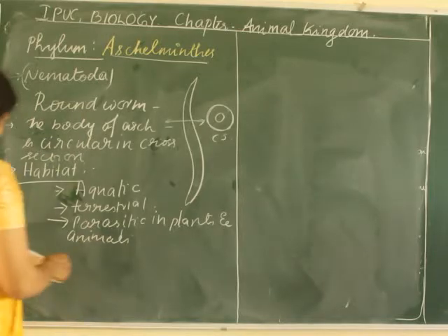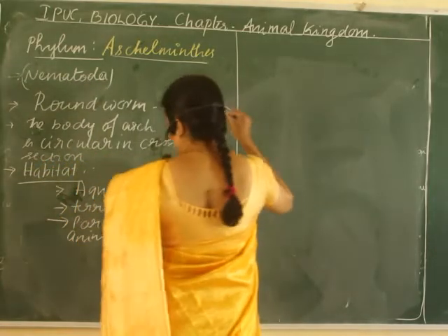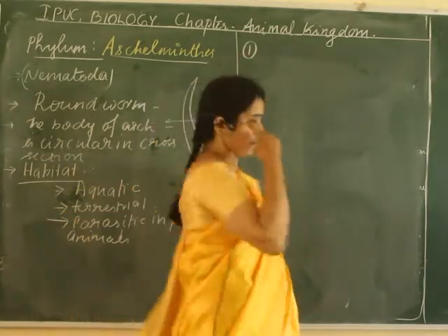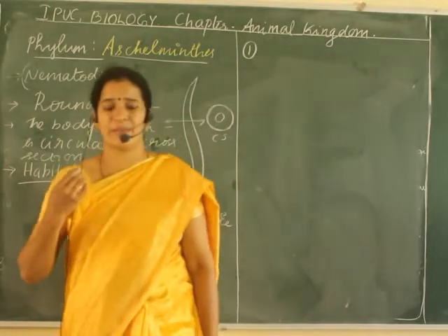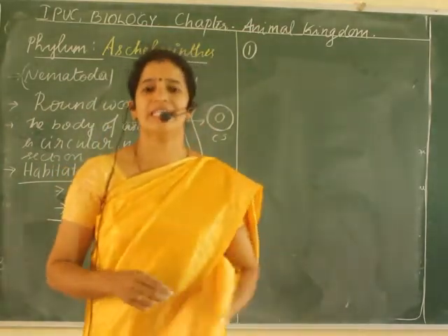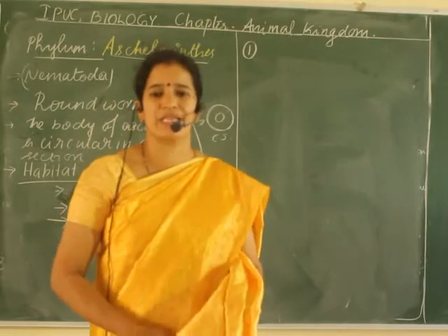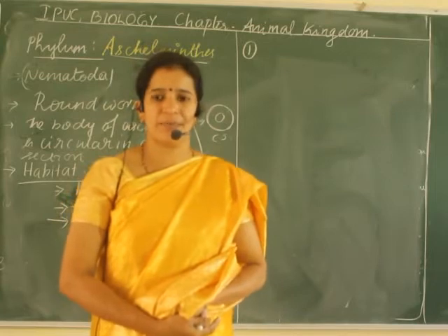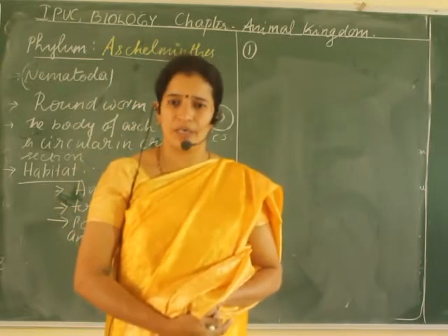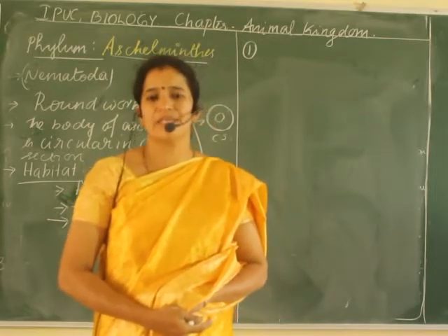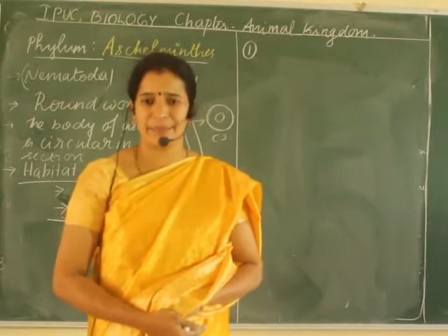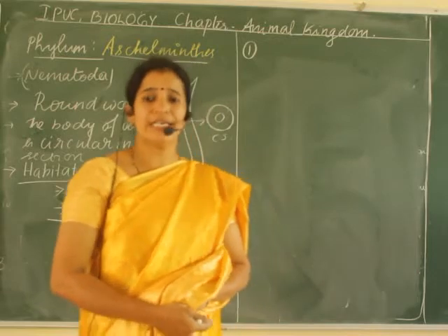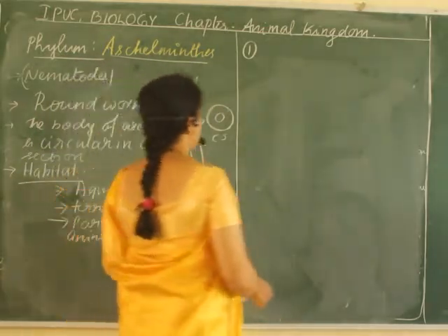Then let us understand about their characteristic features. At the beginning of this chapter, we learned the bases for classification. What are the bases we have considered? Body symmetry, then organ system, segmentation, and presence of notochord. Such features are considered for characterizing their body features.